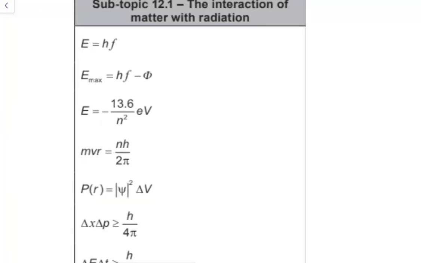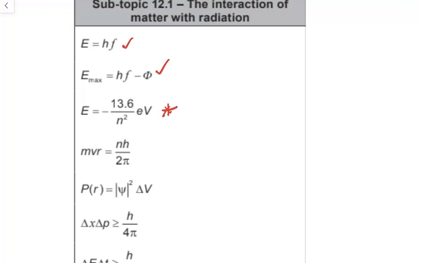So we are looking at the equations that are in our data booklet. This is true. That's the energy of a photon. This E max, which is like kinetic energy max, is something we did with the photoelectric effect. And so that's check. And then the E equals 13.6 divided by n squared eV. That's something we're going to do today.